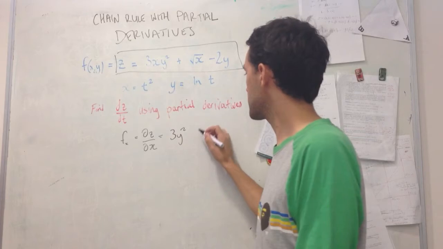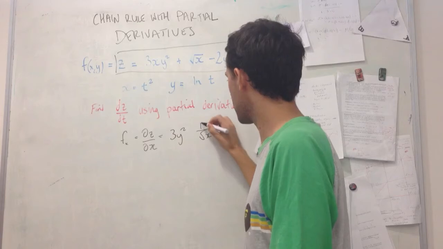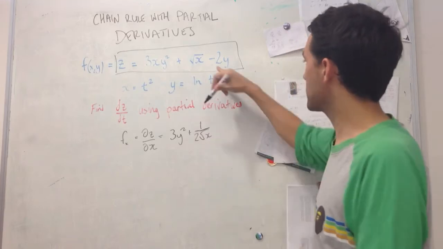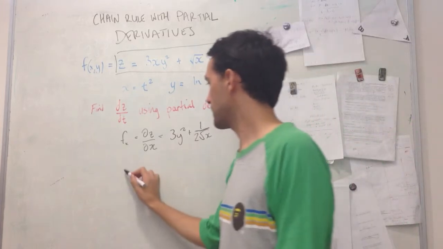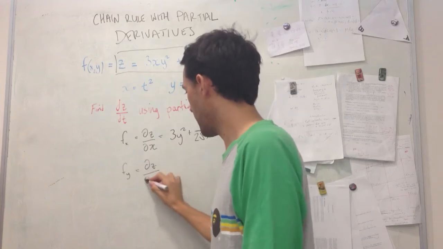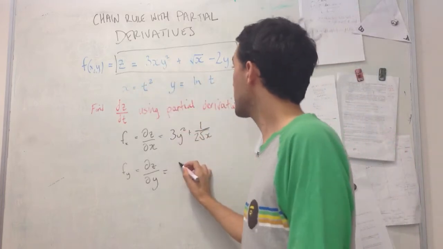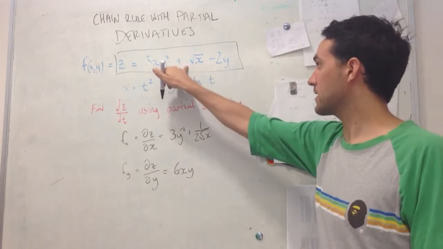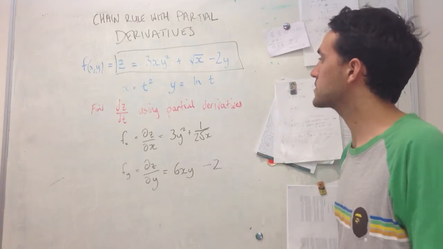x to the half just gives me 1 on 2 root x. And then minus 2y is just treated as a constant, and so it vanishes for the partial derivative with respect to x. For the partial derivative with respect to y, here we take the 2 out and we're going to have 6xy. Again, x is just treated as a constant. Here the x will vanish, and then here we just get minus 2. So they're our two partial derivatives.